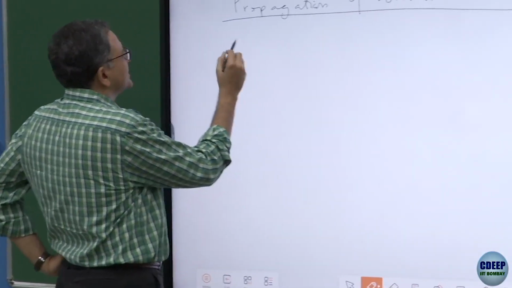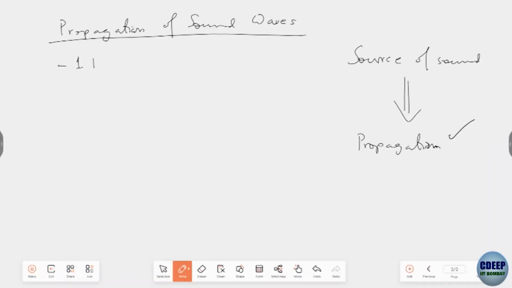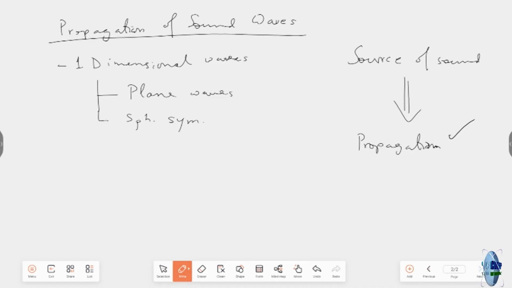So in the propagation of sound waves, we will be looking at 1D, that is one dimensional waves, because they are the simplest, and amongst them we will look at plane waves and spherically symmetric waves. We will see as we go that 2D waves are a very different animal. They are not of the same kind as 1D and 3D waves.